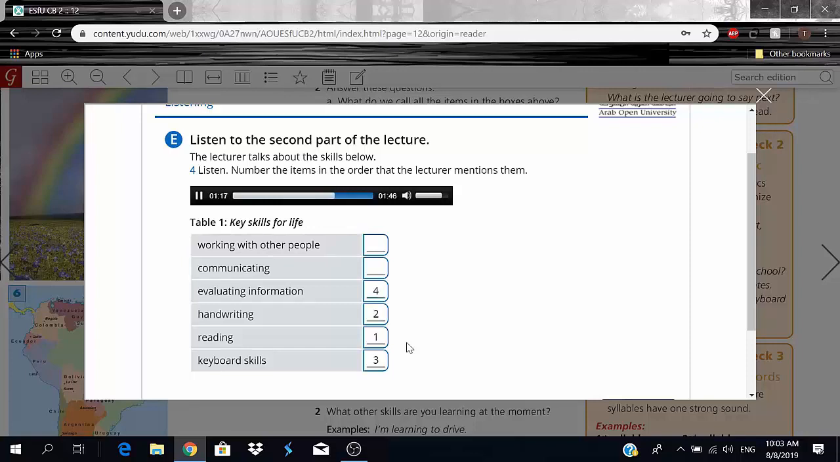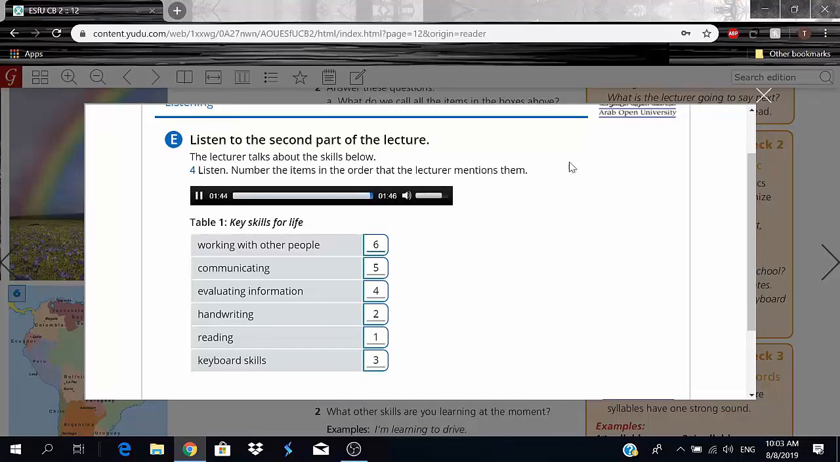Finally, we teach students to communicate. Students need to give their ideas and to talk about themselves. They need to communicate in speech and in writing. Oh, I almost forgot. Working with other students. This is very important. Students must learn to work with other students and with adults. So, that's the last skill.